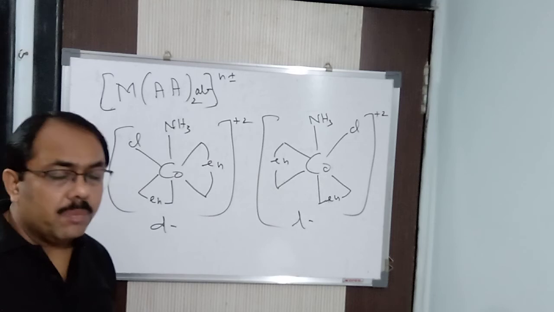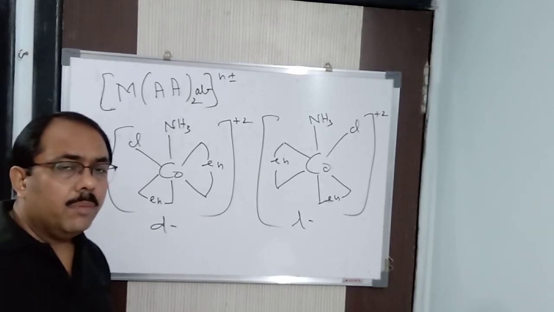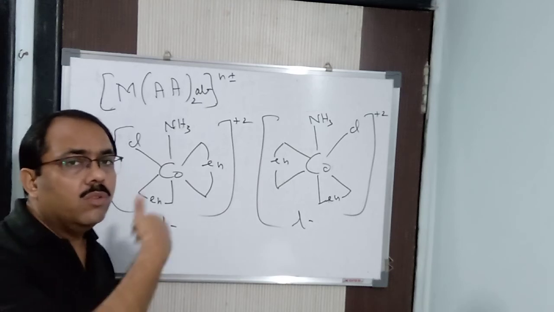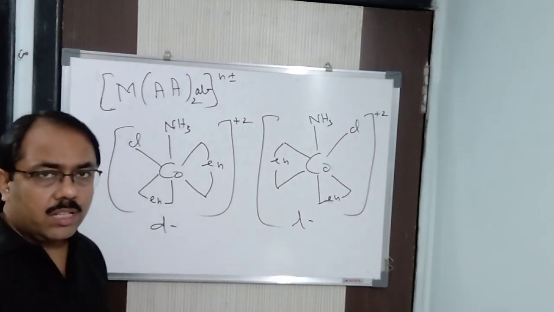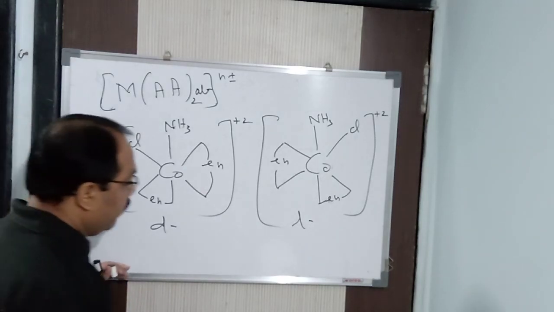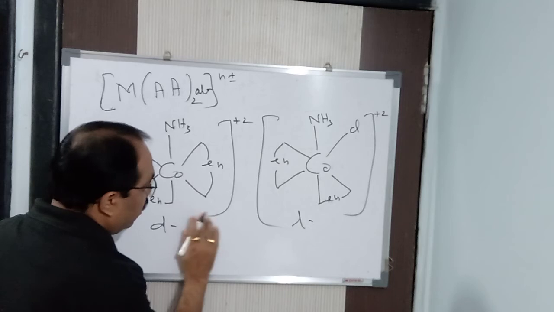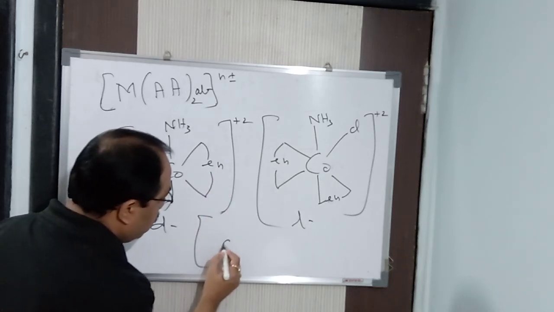Why? Because 50% dextro means 50% is rotating towards the right. 50% levo means 50% is rotating towards the left. Got it? Net rotation is what? 0. We can say that. Clear? So hence it is optically inactive in nature. So what should be the diagram in that case? A small one I am drawing because I don't have the space here. This one only. That is Co.